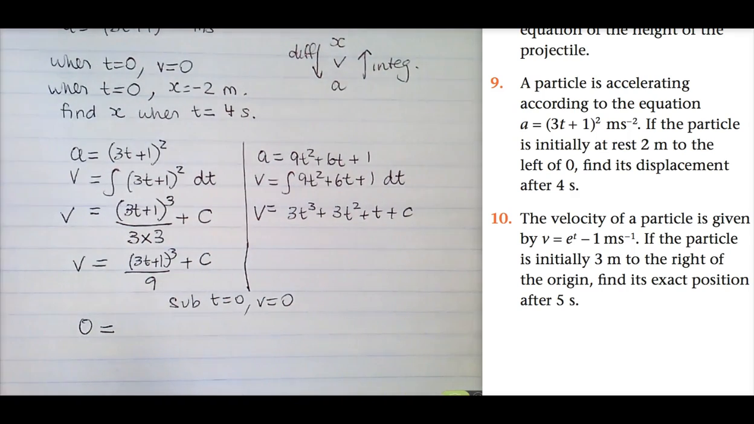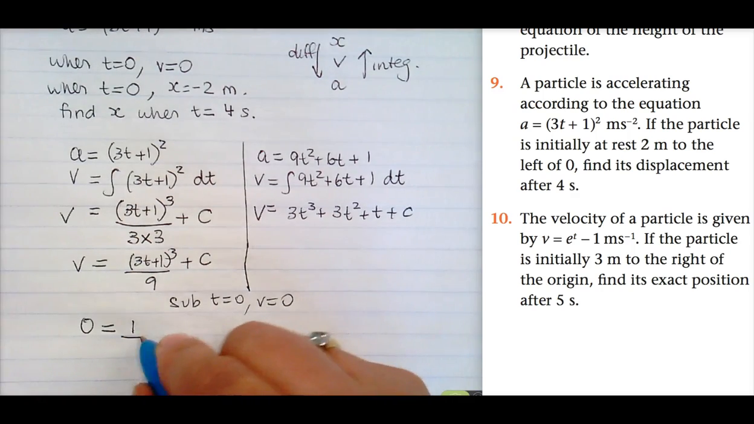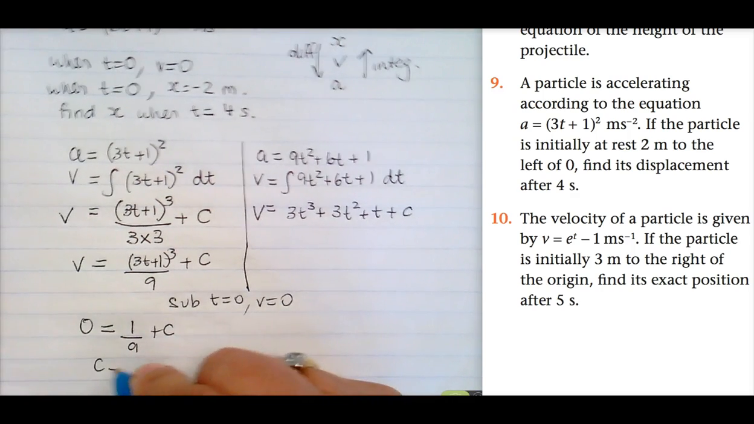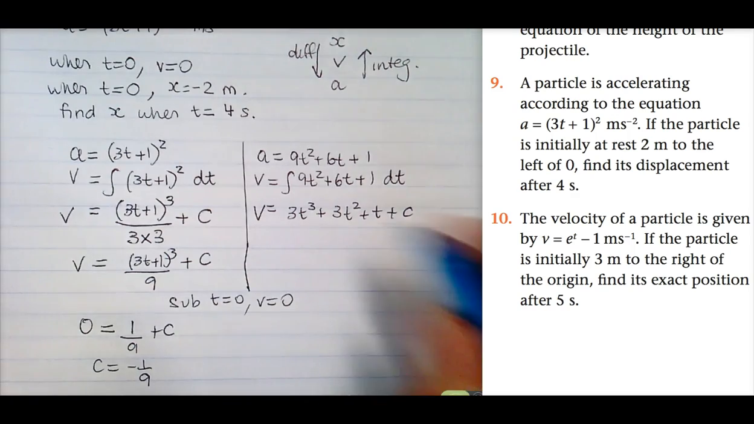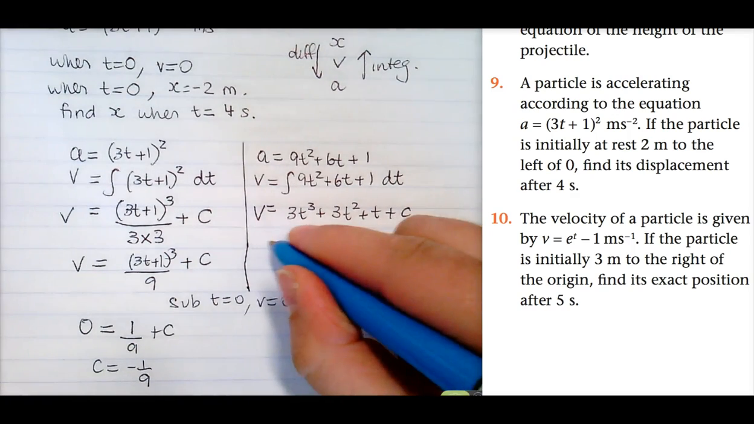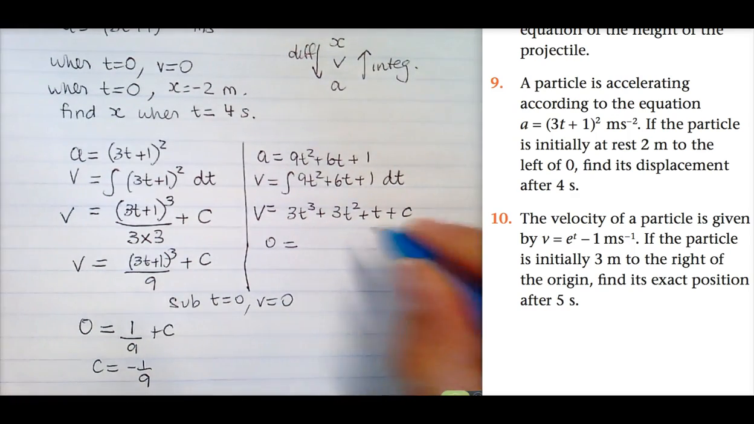Let me tell you how many people would do that. The t is 0. What are you left with on top? 1 cubed, which is 1 on 9 plus c. Therefore, c is negative 1/9. If you want to do it this way, when t is 0, v is 0.